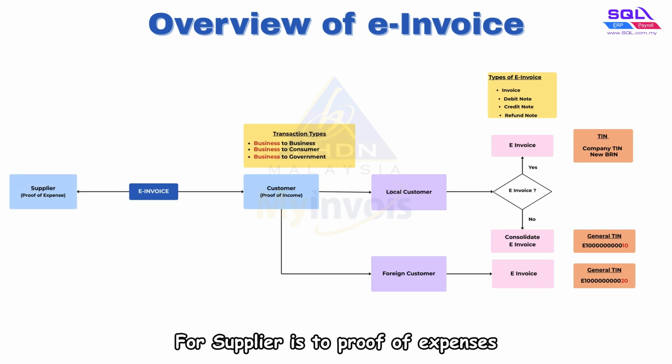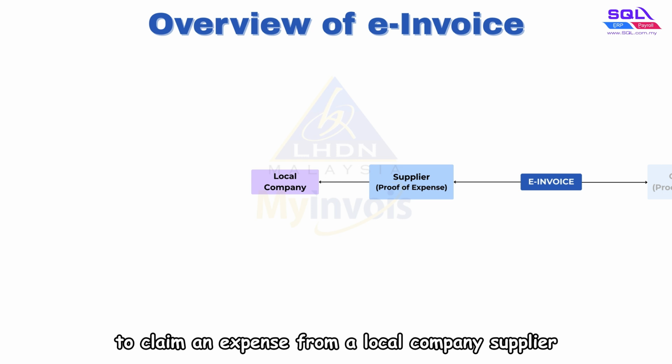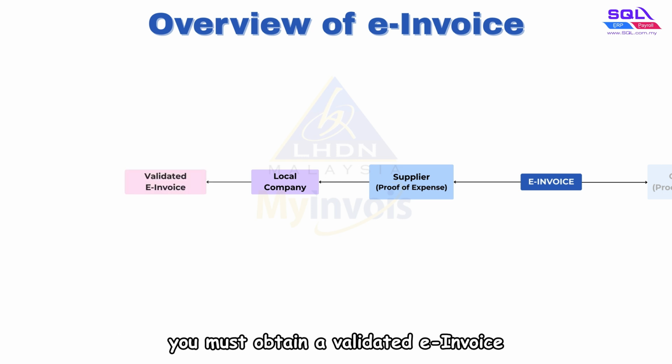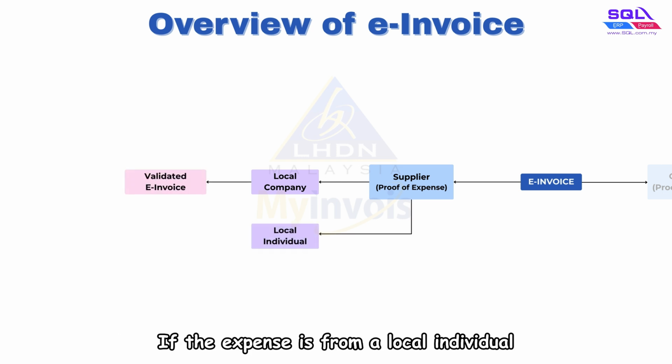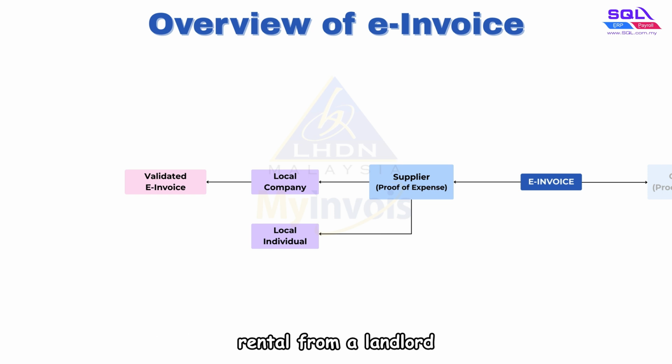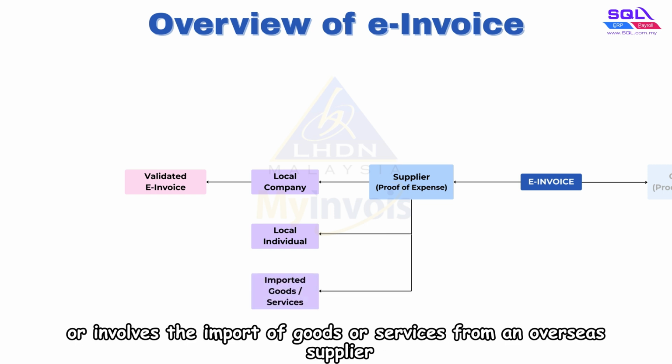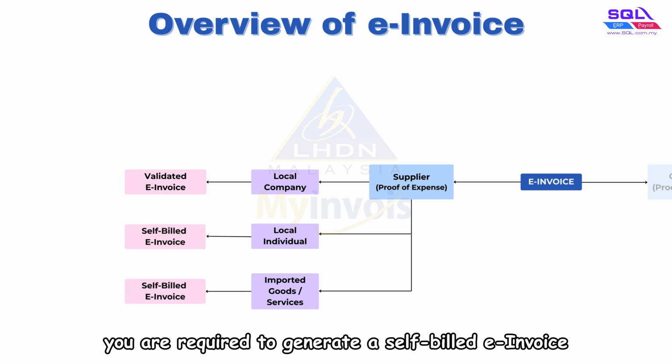For suppliers, it is to proof expenses. To claim an expense from a local company supplier, you must obtain a validated e-Invoice. If the expense is from a local individual, example rental from a landlord, payment to an agent, or involves the import of goods or services from an overseas supplier, you are required to generate a self-billed e-Invoice.